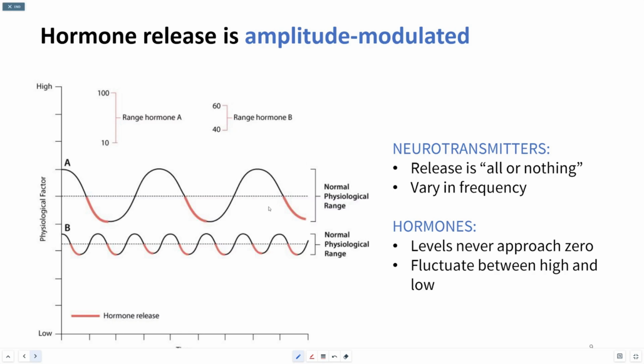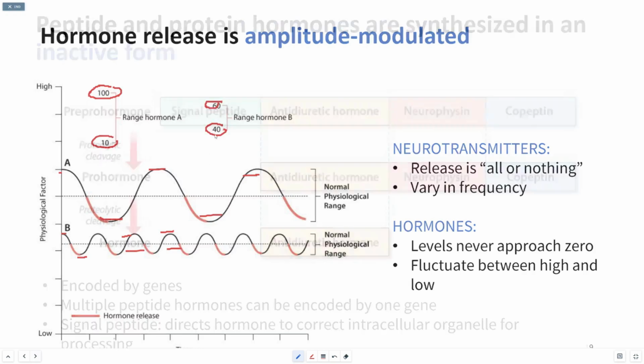So you'll see over here that a normal physiological range can go up and down like a wave. A range for another hormone could be even more narrow, going up and down, up and down. But you can see that the range is a lot different. For hormone A, it can range from 10 micrograms, or 10 milligrams, or 10 nanograms, all the way to 100, whereas hormone B can range between 40 to 60. So that precise window by which the amount is available is very critical.